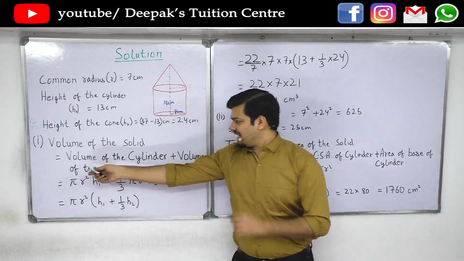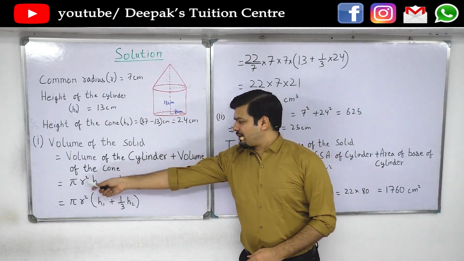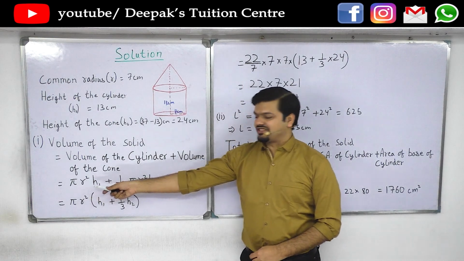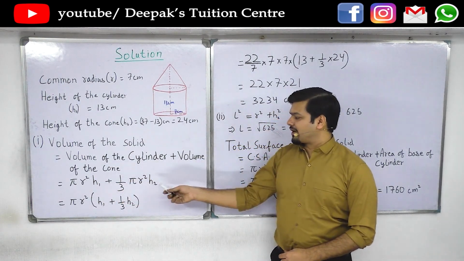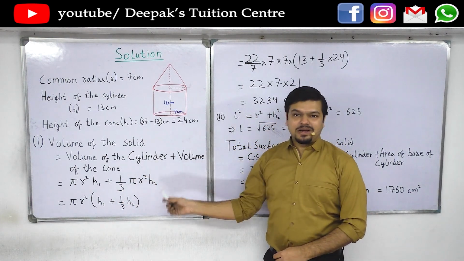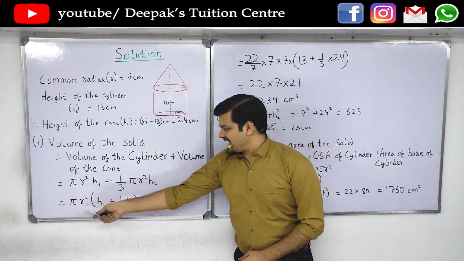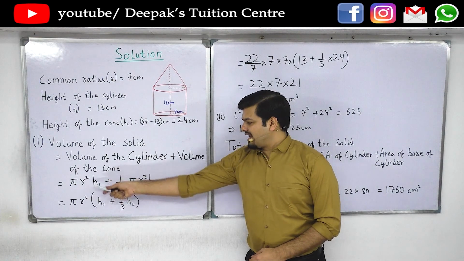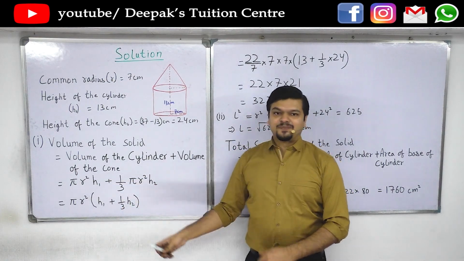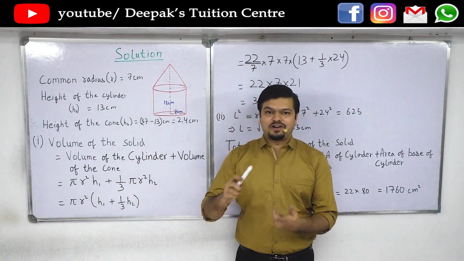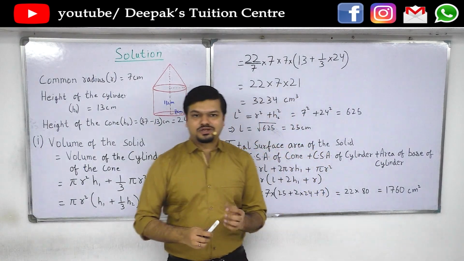So therefore we'll put the formulas. Volume of the cylinder is pi r square h1 plus volume of the cone is 1 by 3 pi r square h2. I take pi r square common. Therefore we get pi r square in brackets h1 plus 1 by 3 h2. Now I substitute the values of pi, r, h1 and h2 respectively.